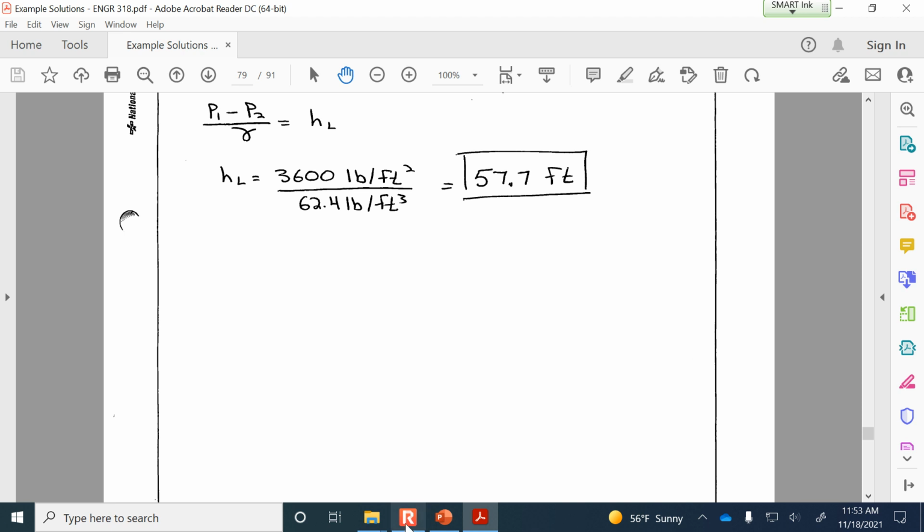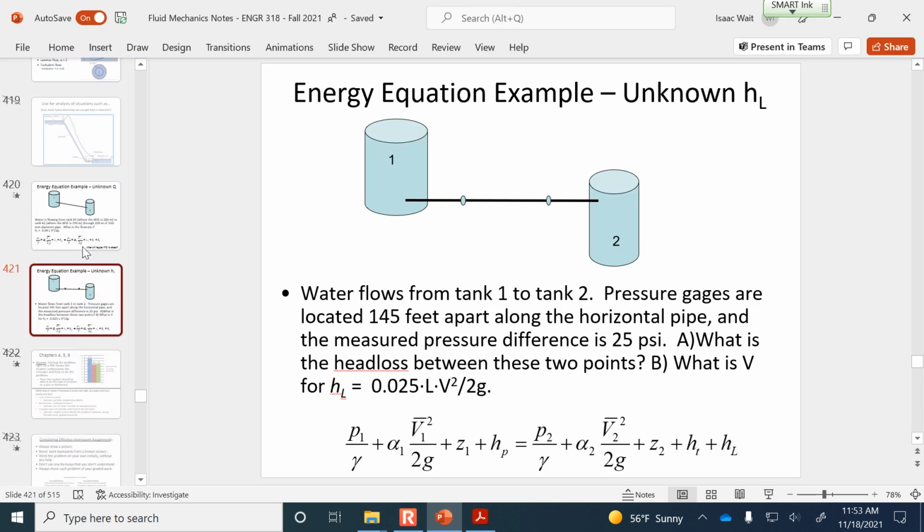Any questions about this example before we move on to one last question?